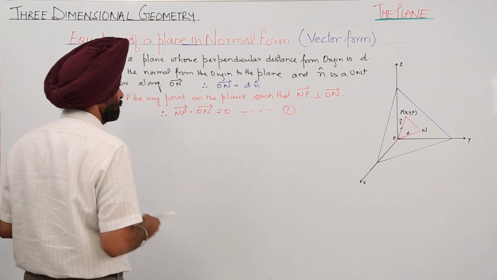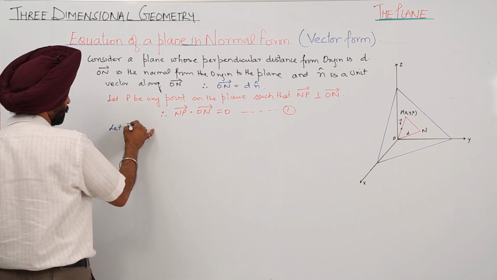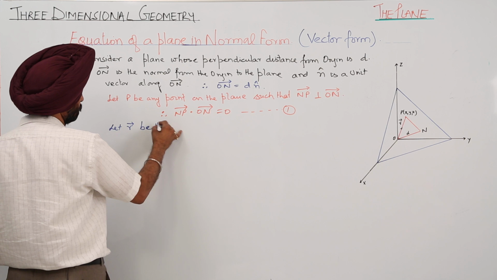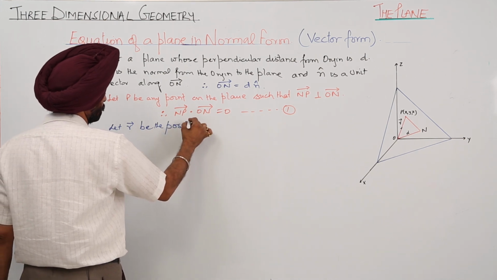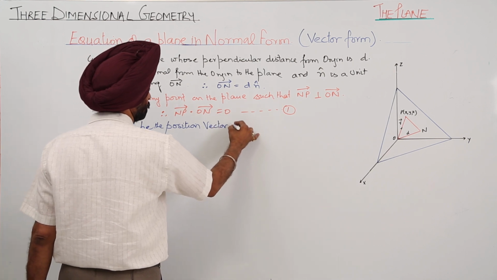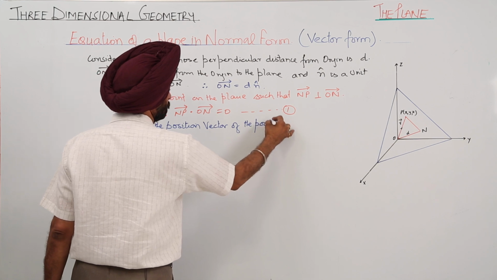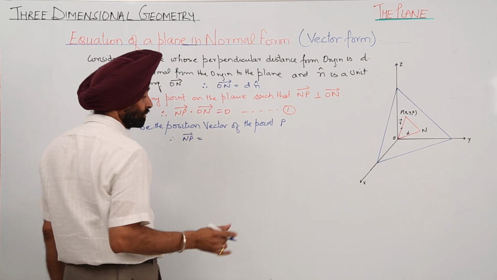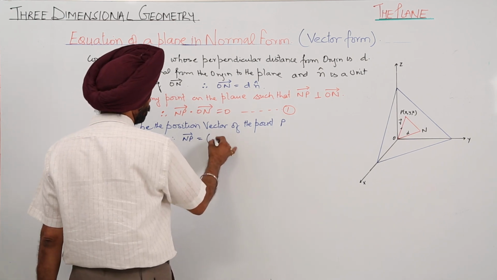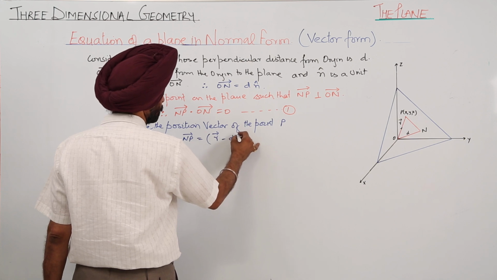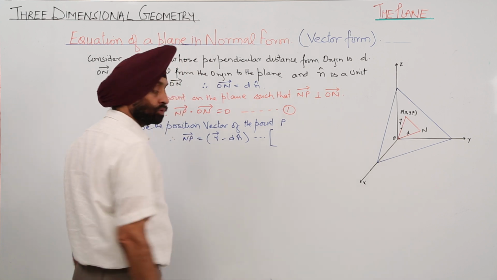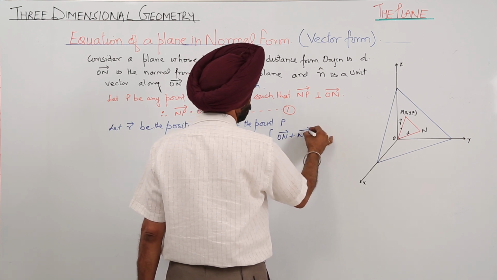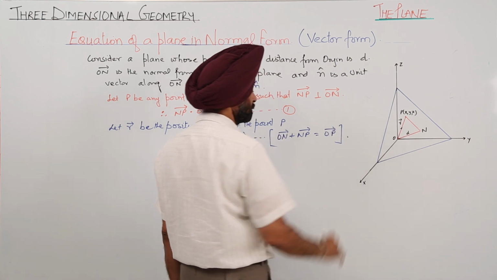Now let vector R, this one, let vector R be the position vector of the point P. Therefore vector NP will be position vector of P minus position vector of N. So this will be vector R minus D vector N. And we can also use, by the triangle law, vector ON plus vector NP is equal to vector OP by the triangle law.